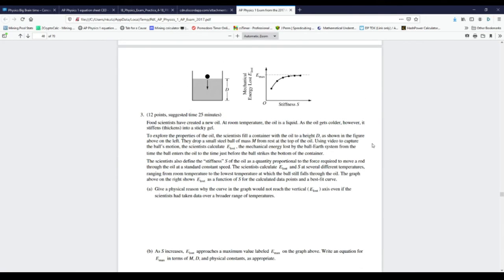All right. Also, anyone who wants to leave can leave because it's like 7:31. But the words that threw me were sticky and gel. Let me read it. Food science. Food scientists created an oil. At room temperature, the oil is a liquid. As the oil gets colder, however, it thickens into a sticky gel. To explore the properties of the oil.